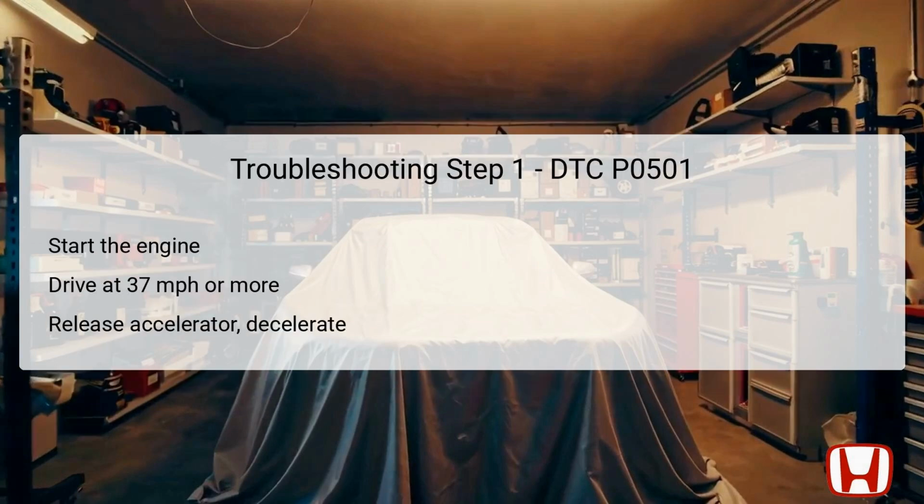The first step in troubleshooting DTC P0501 involves preparing the vehicle for a test drive to collect data. Begin by starting the engine, ensuring that it operates without any abnormal noises or issues. After the engine is started, drive the vehicle at a speed of 37 miles per hour, which is approximately 60 kilometers per hour or more. It is crucial to achieve this speed for a sufficient duration to allow accurate measurements to be registered.